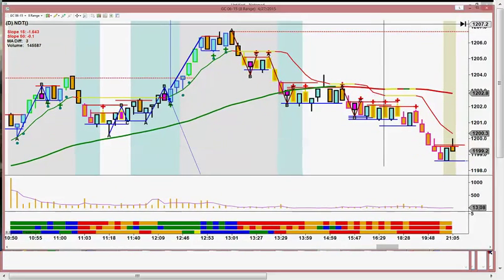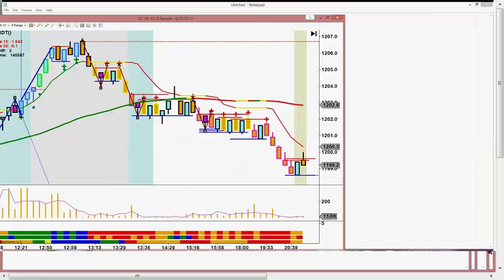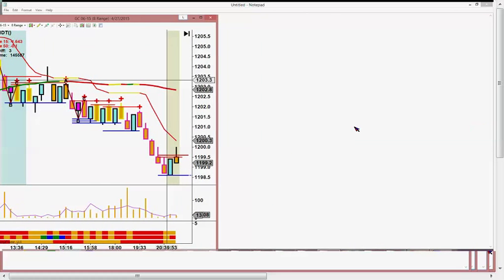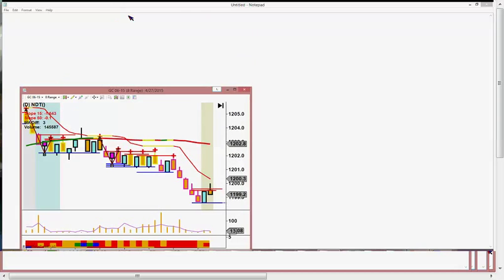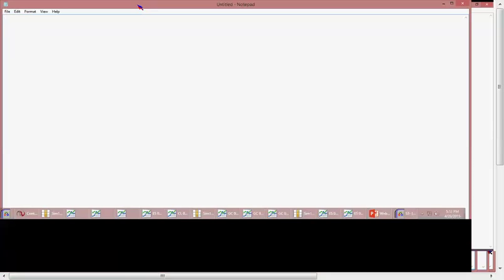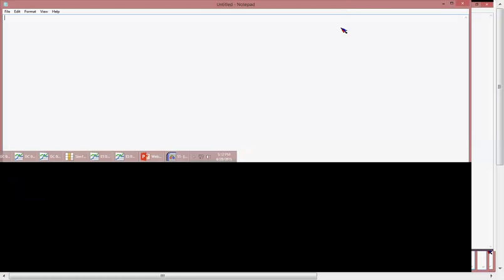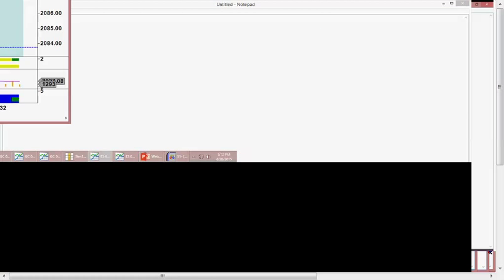Now I want to move back to the ES because I want to show you a little bit more on the quant indicator, because we're going to be moving that onto other markets. And I'm going to bring that up from my trading chart. I want to show you the trading from today.